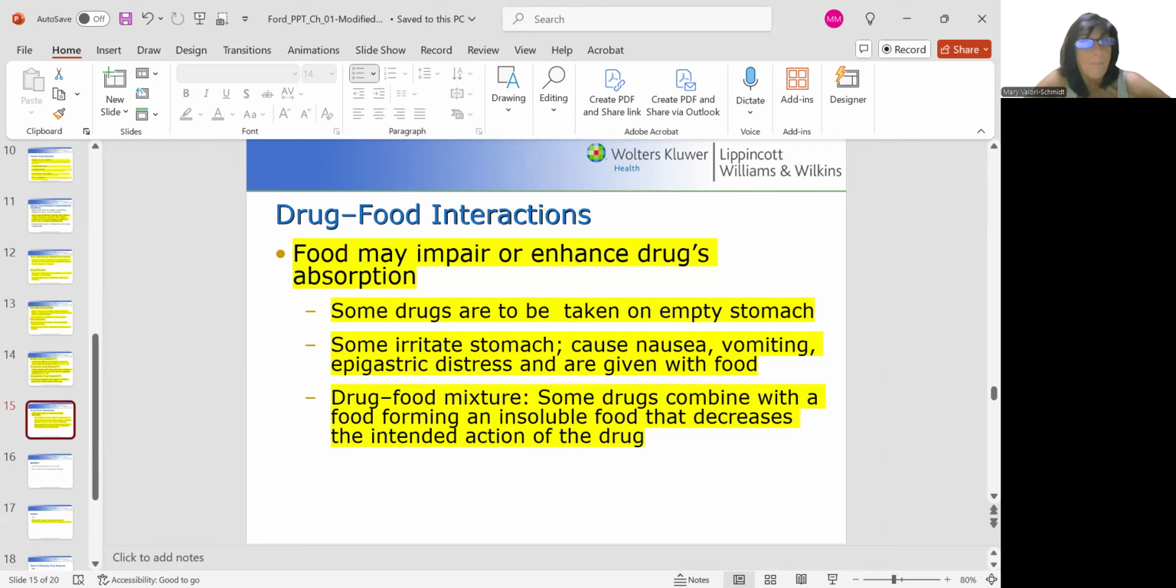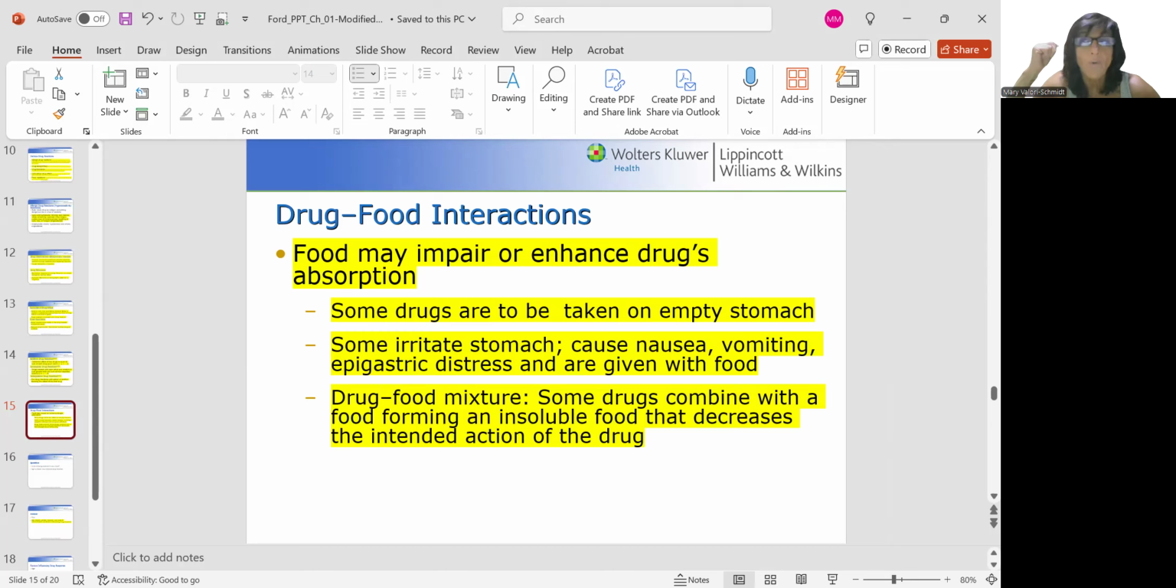Drug-food interactions. Different drugs can be taken on an empty stomach. Some need to be taken on a full stomach. Lots of different drugs have lots of different instructions, right? You need to make sure that you know what you're giving and when it should be given.